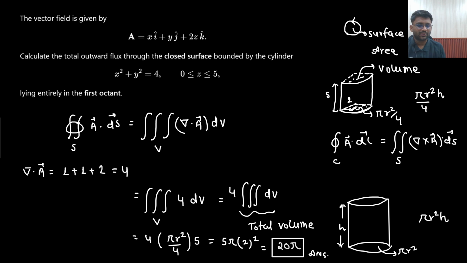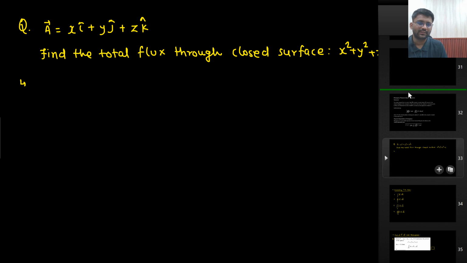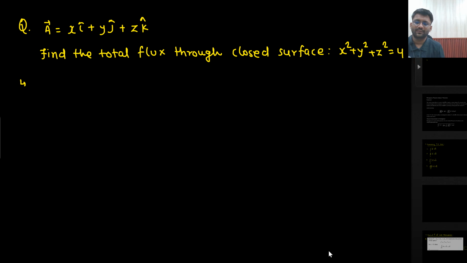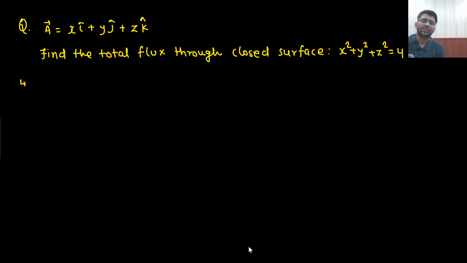The same kind of question we can solve. Let's solve one more problem of this kind. Vector A is given. Find the total flux through the closed surface x square plus y square plus z square equals 4. What is this? This is a sphere of radius 2.